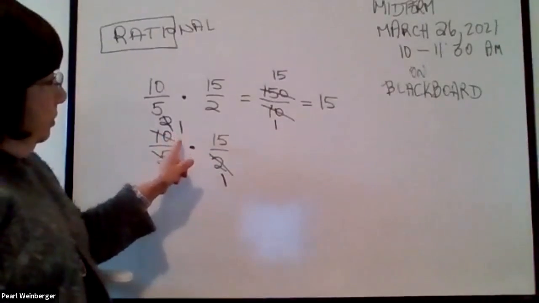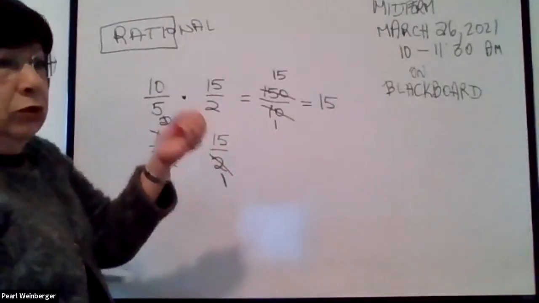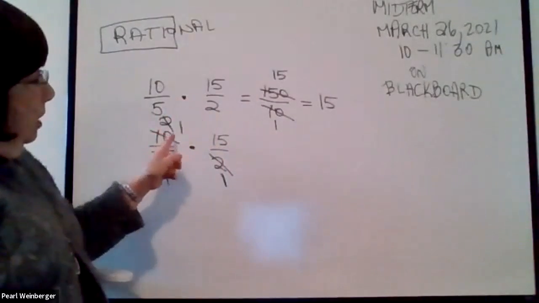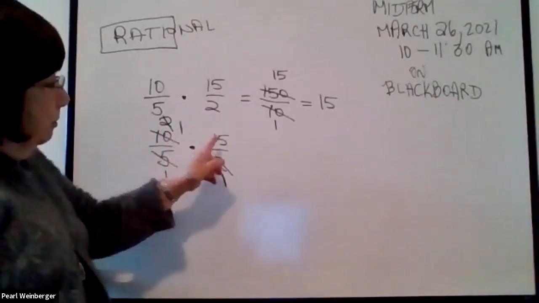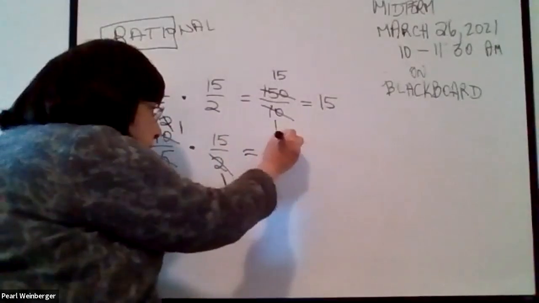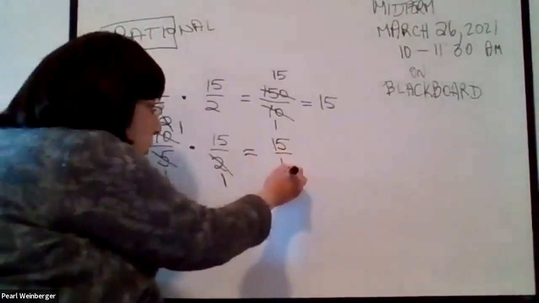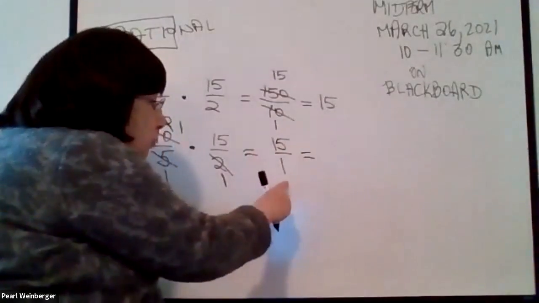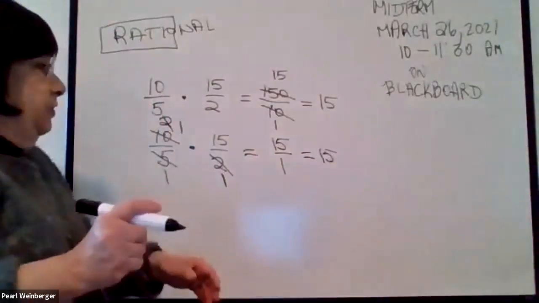What I'm left with now, since everything has been, this is what's called cross-canceled. We can now multiply the numerators together. 1 times 15, which will give me 15 in the numerator. And the denominator is 1 times 1, which is 1. And remember, we don't have to put the 1 in the denominator. And again, my answer came out to be 15.